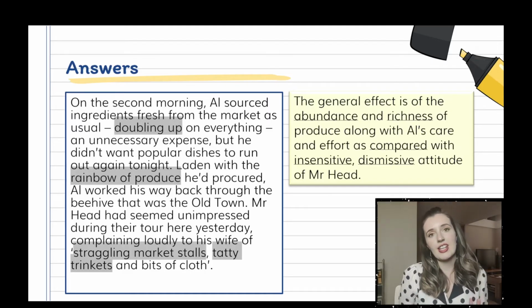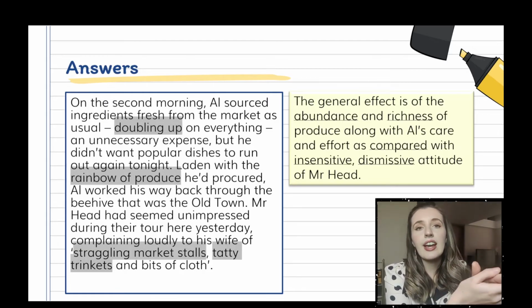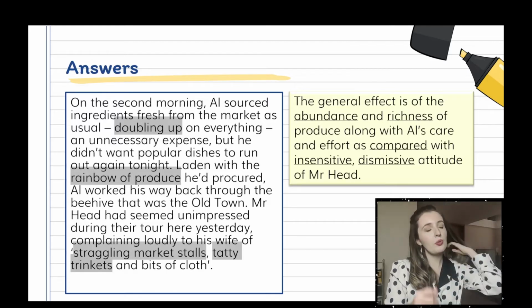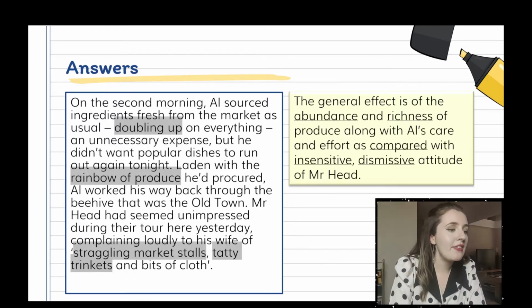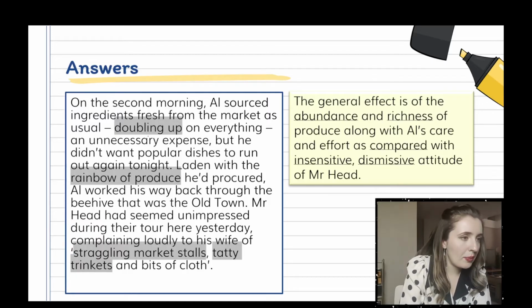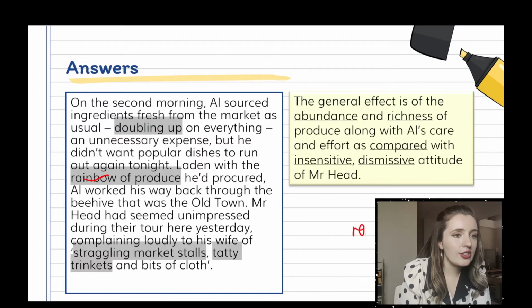So you've got that contrast there of Al and all of the natural, beautiful imagery and all of the things he's trying to do to show that he cares versus Mr. Head, who is completely insensitive, completely unappreciative and is just complaining and being rude. So you need to show that understanding of that contrast there to get a higher mark. So the way that I would do it, maybe if I pick out the phrase rainbow of produce, right? Say that that's what I'm going to analyse. And I think from that word, I might talk about the word rainbow the most. So let me just underline it. And so I will be talking about its connotations.